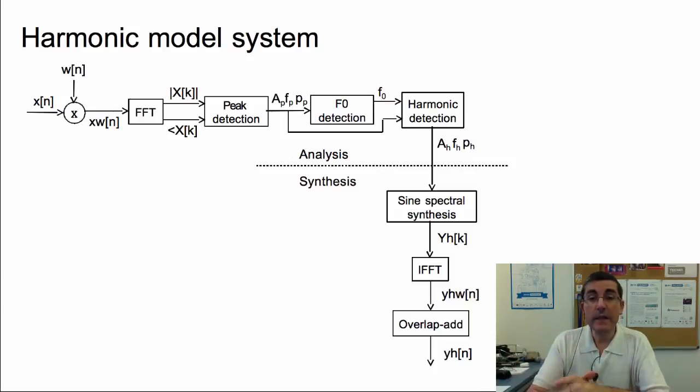The implementation of the harmonic model is a modification of the sinusoidal model that we saw last week. Here we introduce two modules. One is the F0 detection algorithm that again requires to be treated separately, and we'll discuss it in the next lecture, and the other is the harmonic detection, which is what we talked about, the idea that we select the peaks that are harmonics of the fundamental frequency, and the rest is exactly the same as the sinusoidal model.